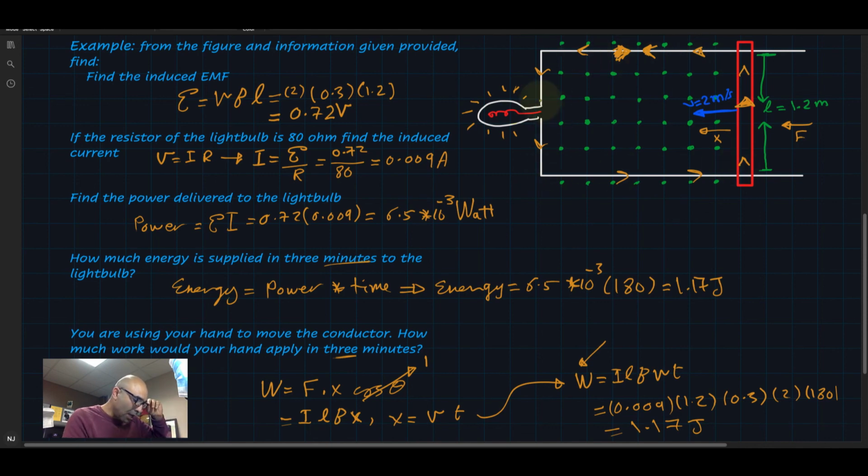That's the energy your hand puts into the system to move the conductor across this track of a closed circuit. And how much energy are you getting out in the light bulb? 1.17. How much energy are you putting in? 1.17. And that confirms to us that energy is conserved.